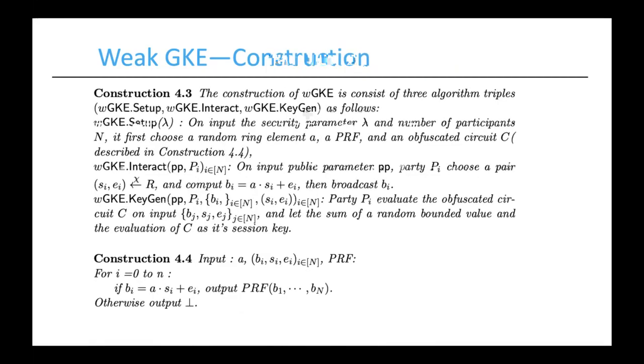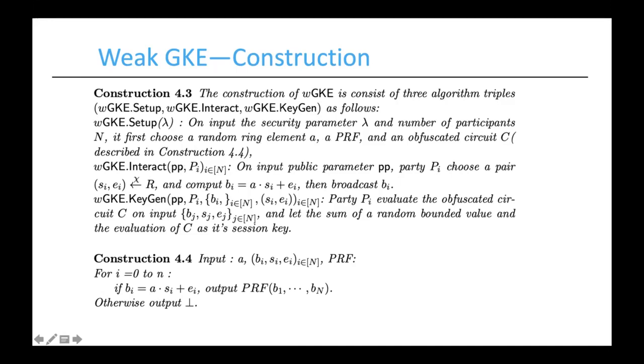Here is our construction. Weak GKE consists of 3 algorithms: setup, interact, and kgen. In the setup algorithm, the input is the security parameter lambda, the participants, and the number of participants n. This algorithm outputs a ring element A from the ring R_q, which was defined previously, and the PRF. PRF is a pseudo-random function, because we don't have a random function in the real world, so we just need a pseudo-random function. And the obfuscated circuit C, which is given in this construction. This C, PRF, and A are public parameters.